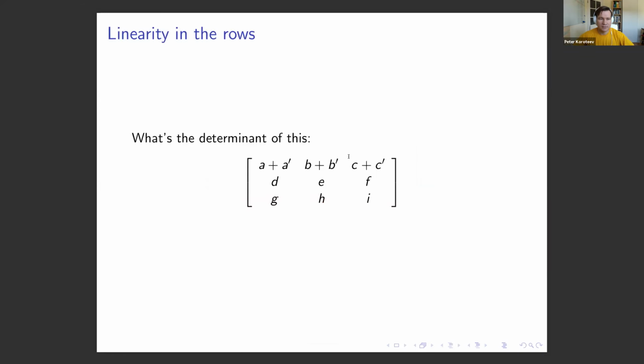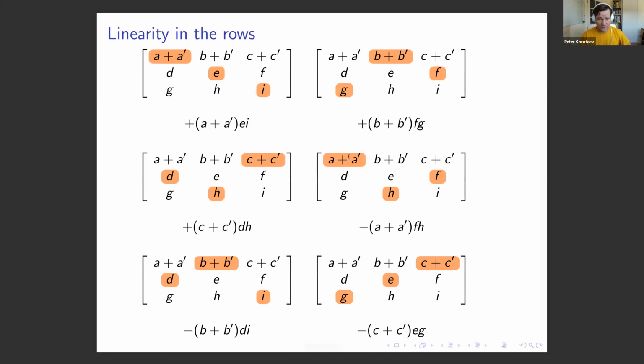Okay, now how about if one of the rows can be presented as a sum of two vectors? So what's the determinant of this matrix? Can we split it linearly in the rows? So A plus A prime, B plus B prime, C plus C prime in the first row, and some other entries below it. Well, we have the formula for the determinant, so you can just apply it.